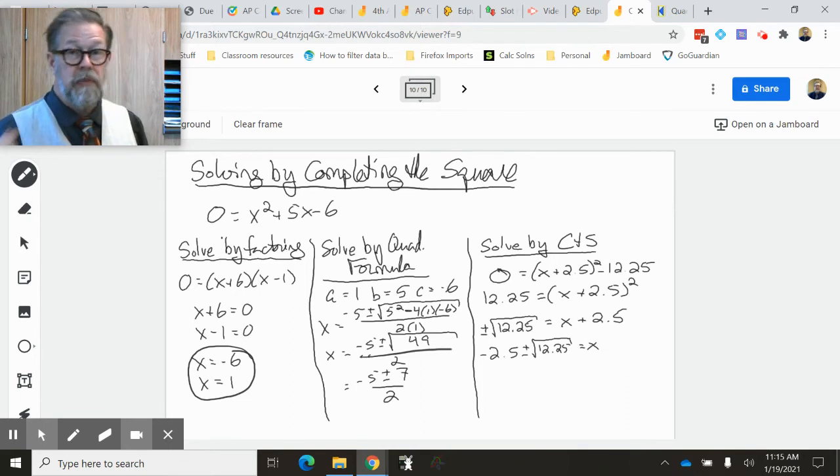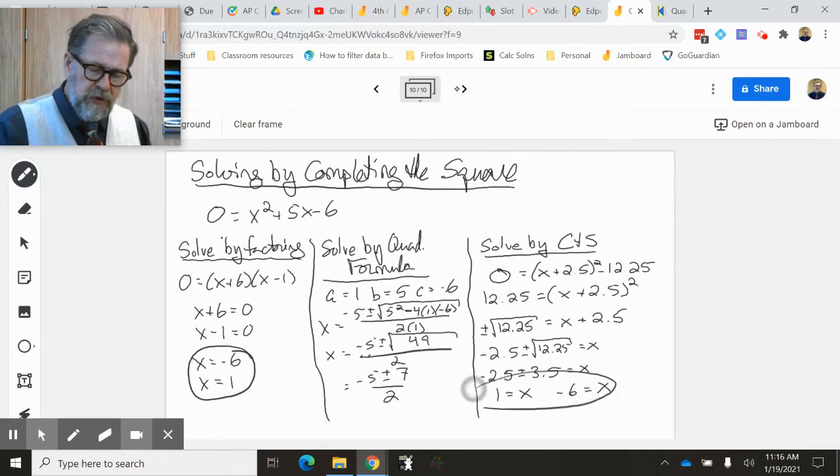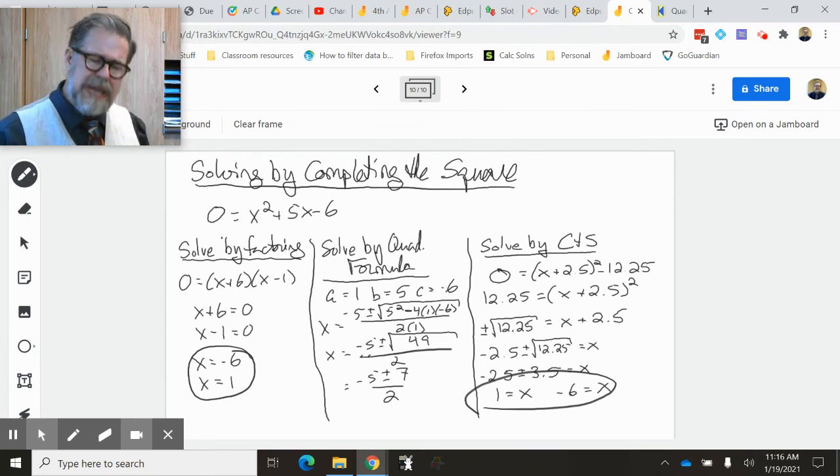I now remember from a previous video that 35 squared is 1,225. So this is negative 2.5 plus or minus 3.5. And let's see, negative 2.5 plus 3.5 is 1. Negative 2.5 minus 3.5 is negative 6. Notice that I got the exact same answers that I got when I factored and when I did the quadratic formula. So this can be a pretty quick way to solve one of these problems.